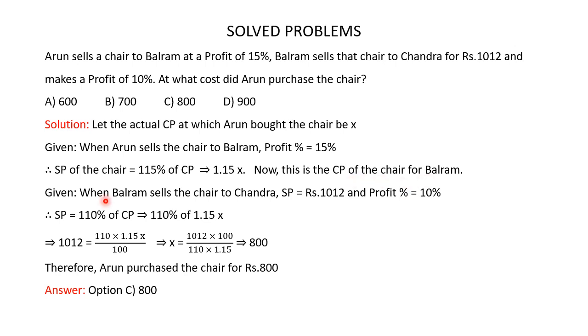Now it's given that when Balram sells the chair to Chandra, the selling price is rupees 1012 and profit percent is 10%.